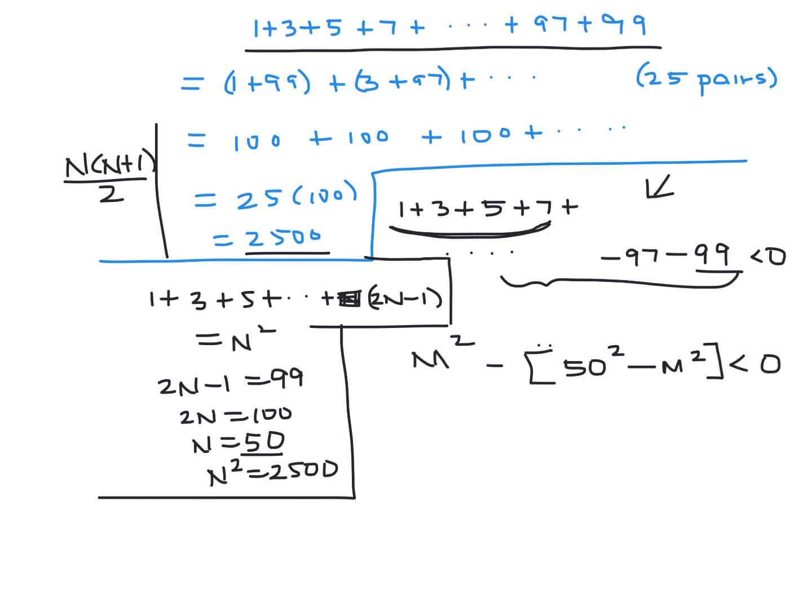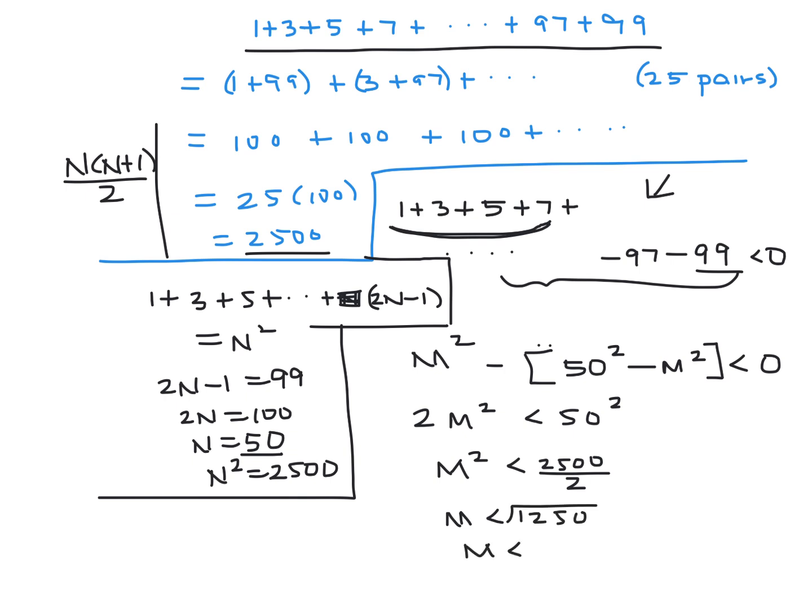Pretty sure that's correct. So when you take it out of the brackets, it'll be 2m squared, and if you put this on the other side, it'll be 50 squared, and if you divide through, you'll get m squared is less than 2500 over 2. So that's going to be m is less than the square root of 1250. So m would be less than approximately 35 point something, 0.3.